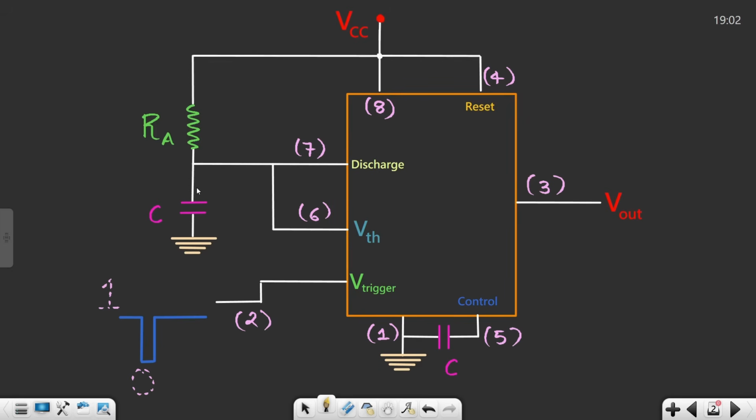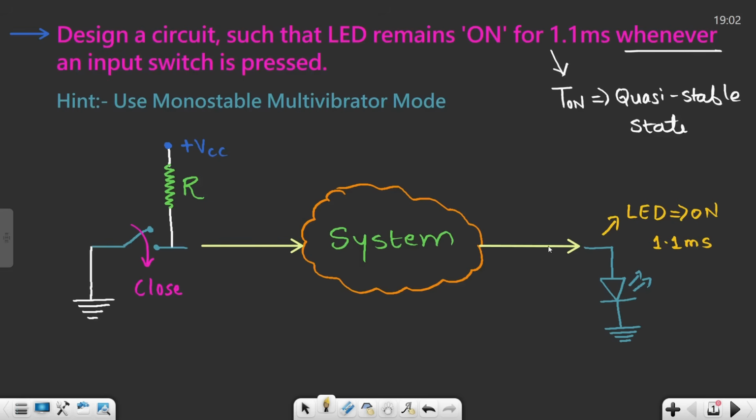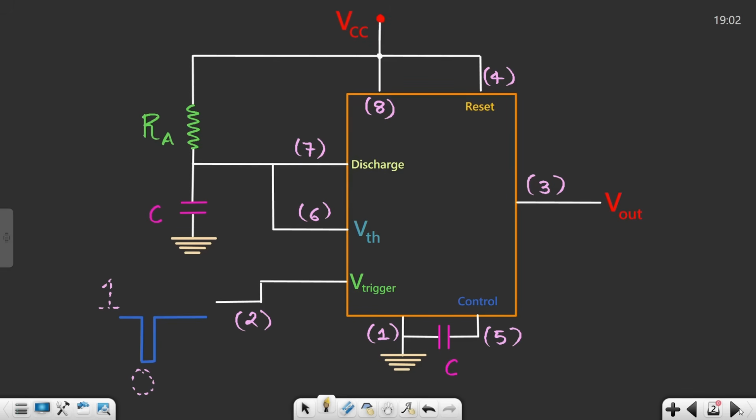So how do we proceed further? We want a timed T on, that is my quasi-stable state, and it should be of around 1.1 millisecond. If you remember, we derived one equation for T on. What was that equation? It was 1.1 into R into C. That means 1.1 times this RA times C.